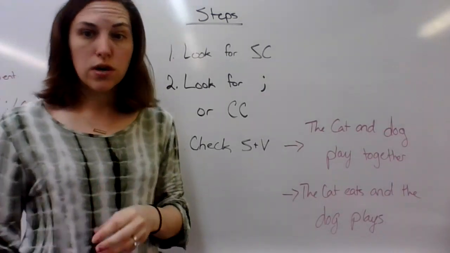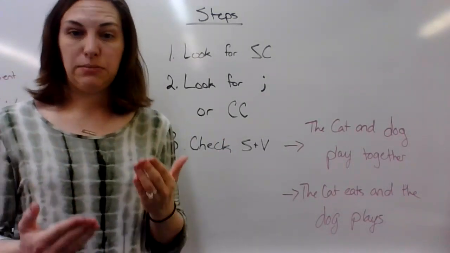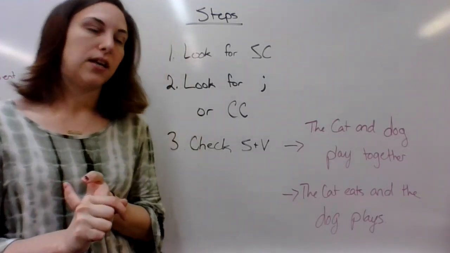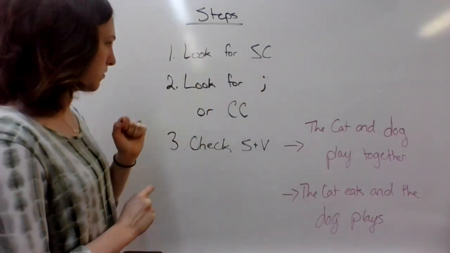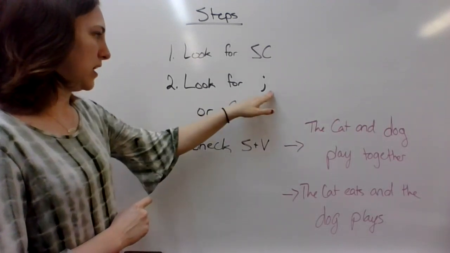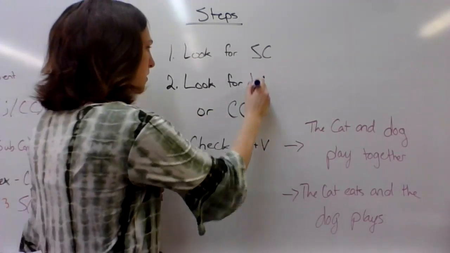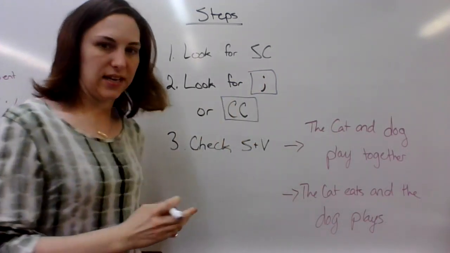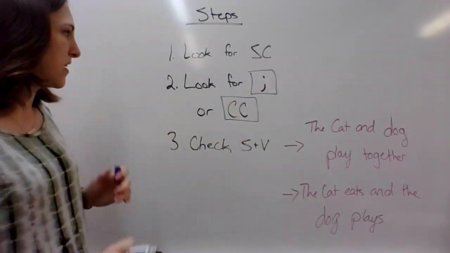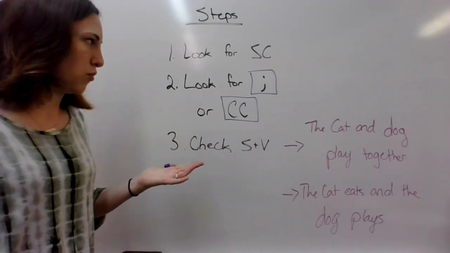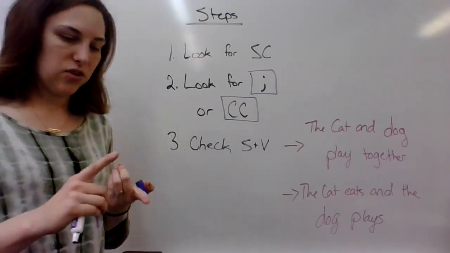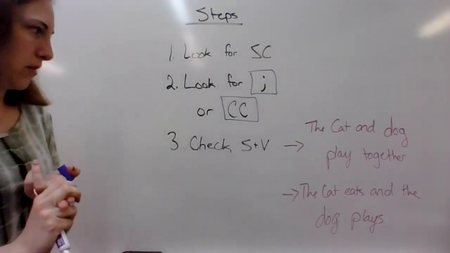Because if you do, automatically it's got to be complex. Either it's just complex or it's compound complex. So look for your subordinating conjunctions first. Then look for these two parts. Does it have a semicolon or does it have a coordinating conjunction? That is step 2. If it does have either one of those, then you know it's got to be compound in some aspect, either just regular compound or compound complex.